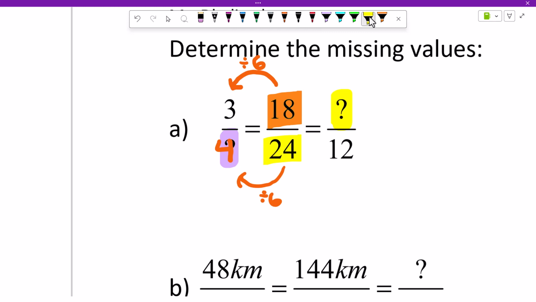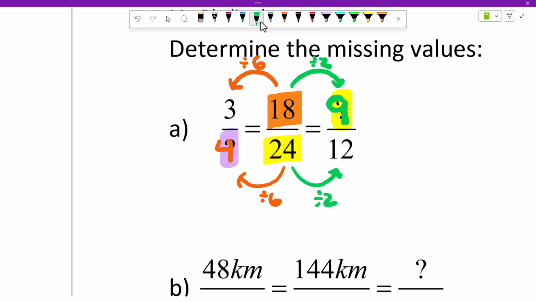So, to go between here and here, because that's what we have, what do we have to do? Divide by 2. To go from here to here, that means we need to do the same. Divide by 2. And what number do we get? 9.